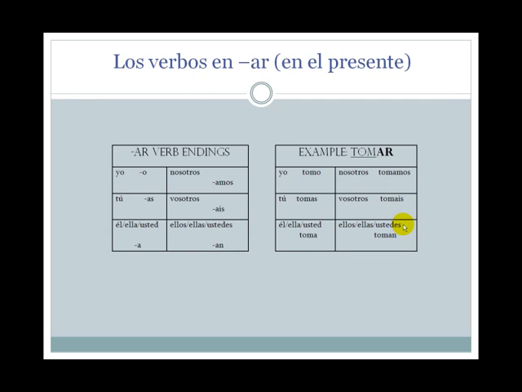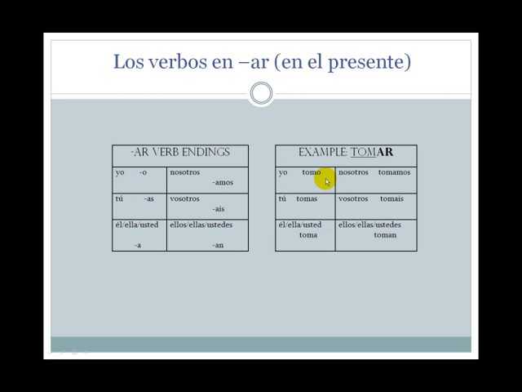So let's look at the conjugations of AR verbs in the present tense. Standard AR verb endings in the present tense: for yo, o; tú, as; él, ella, usted, a; nosotros, amos; vosotros, áis; ellos, ellas, ustedes, an. So what we're doing here is, for an AR verb, you'll take off the AR ending and add these endings depending on the subject of the sentence. So here, if the subject of the sentence is yo, you'll take off the AR ending and add the ending o.